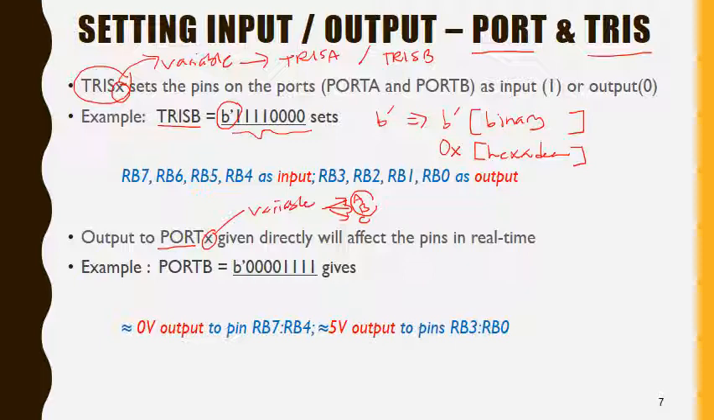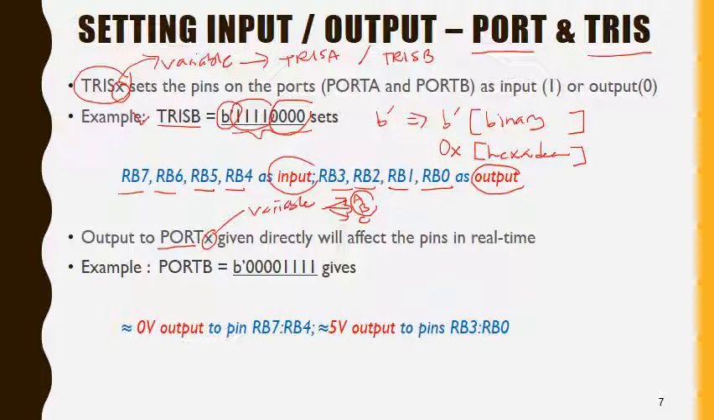Here we set RB0, RB1, 2, 3 as output, because the value here is 0 in the TRISB register. And for RB4, 5, 6, 7, they are set as input, because we give this value 1 in this TRISB register. So this is the meaning of this value in TRISB.